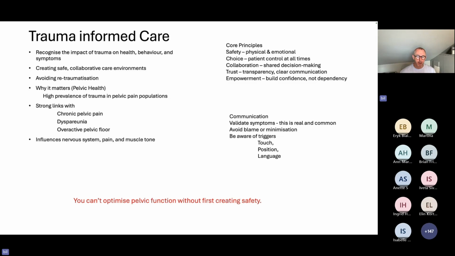times, collaborate and make everything about a shared decision-making process. And then they have to develop trust where they feel that there's transparency, clear communication, empowerment, build confidence, but not dependency. Give them agency to look after themselves. I think communication is where we can play a big role with validation, that it's real and common, avoid blame or minimization, and be aware of things like triggers like touch, position, and language are all super, super important.